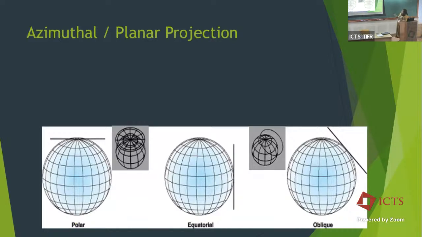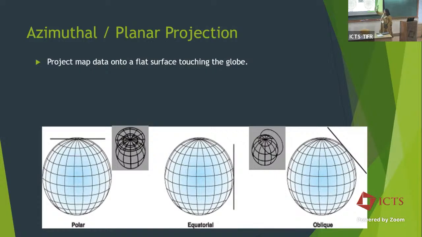So just an example of how planar projections are done, they're also called azimuthal projections. You project map data onto a flat surface that can touch the globe tangentially, either at the poles or at the equator or at one of the parallels. By parallel, I mean a line of latitude, for example. But you can see the point that it's touching, it's tangential to the surface.